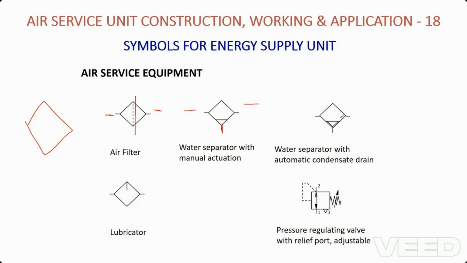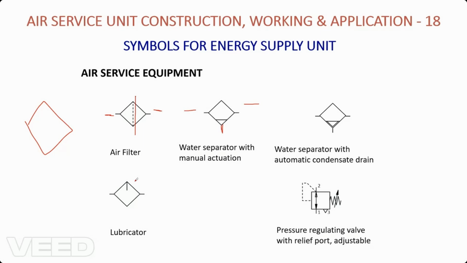The next one is the air lubricator. We have seen the lubricator in one of our videos. It is the same thing, but with a line inside the rhombus, which indicates something is getting into the component. What we are doing here is inserting oil into the air, so that the air gets mixed with oil.